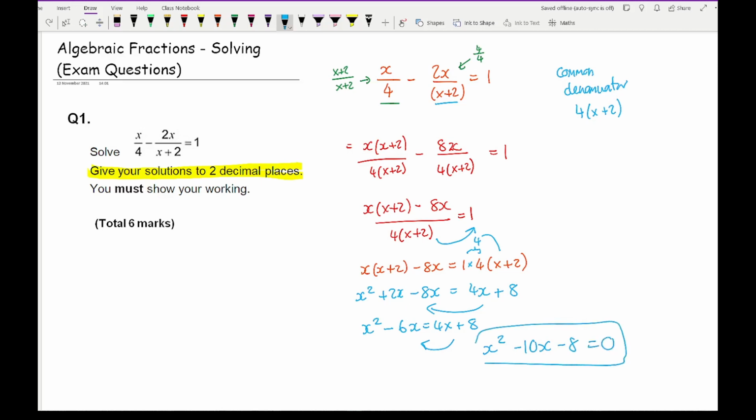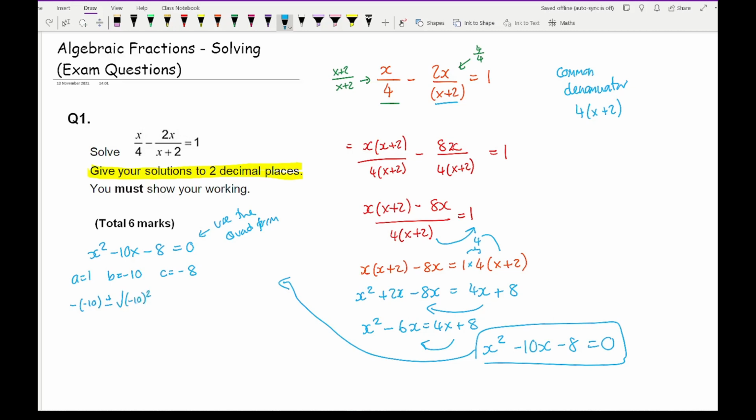Now from this what I then need to do is, if I just move over here where I've got one more space, and let's just write out the question, is I need to use the quadratic formula. So using the quadratic formula I get a equals 1, b equals minus 10, and c equals minus 8, and all I now want to do is just substitute that in. So for the purpose of working this out, I've got minus minus 10, plus minus the square root of minus 10 squared minus, and I always put in brackets the 4ac, so 4 times 1 times minus 8, and all divided by 2 times 1.